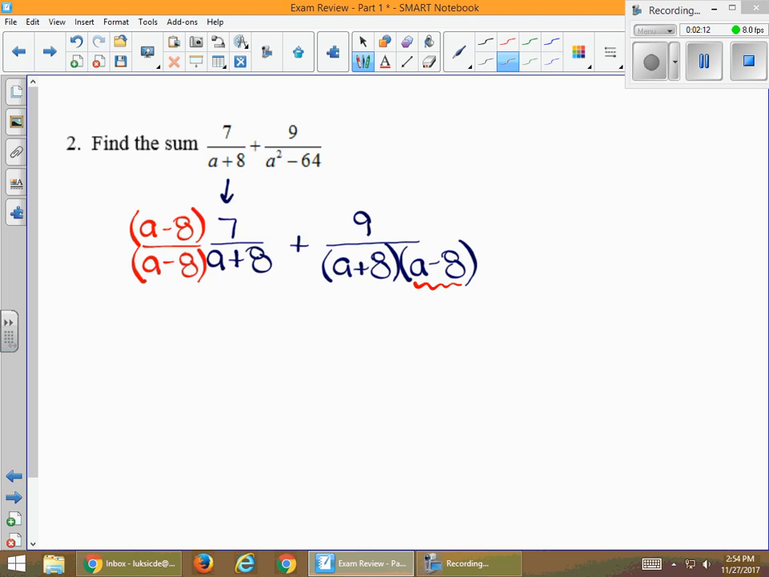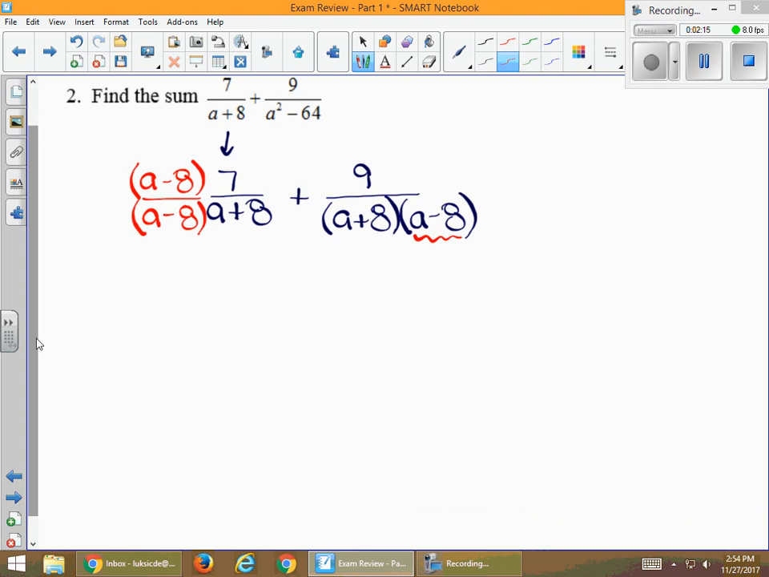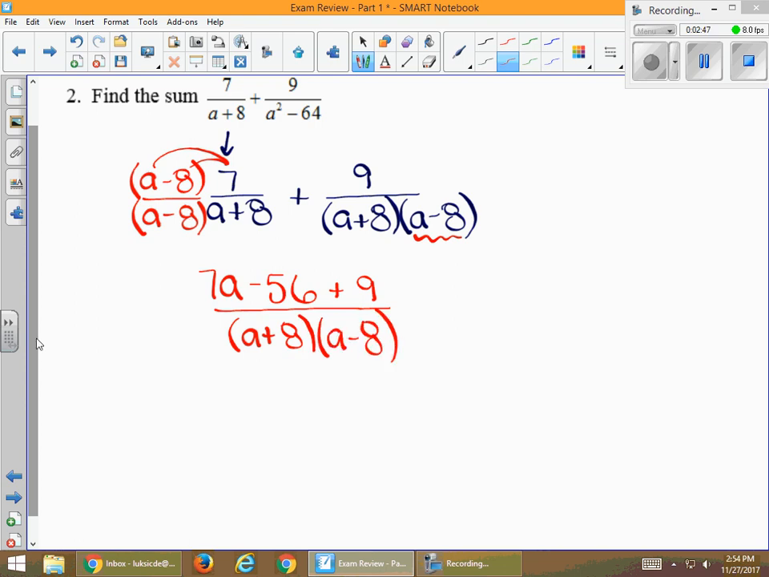And that's what we need to simplify these in order to add them together. So we're going to do a fancy form of 1 with this first fraction, with our a plus 8s. I'm sorry, with our a minus 8s. And we need to make sure we multiply our 7 by both of these, not just by the negative 8. So I'm going to have a 7a minus 56. I'm going to go ahead and write my plus 9 there. And then in my denominator, I have that a plus 8, a minus 8. And our last step is to combine our like terms. Negative 56 plus 9 is negative 47.